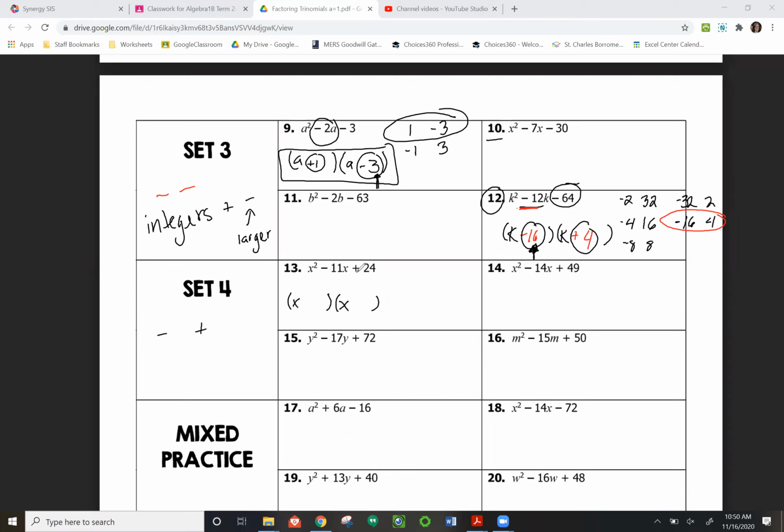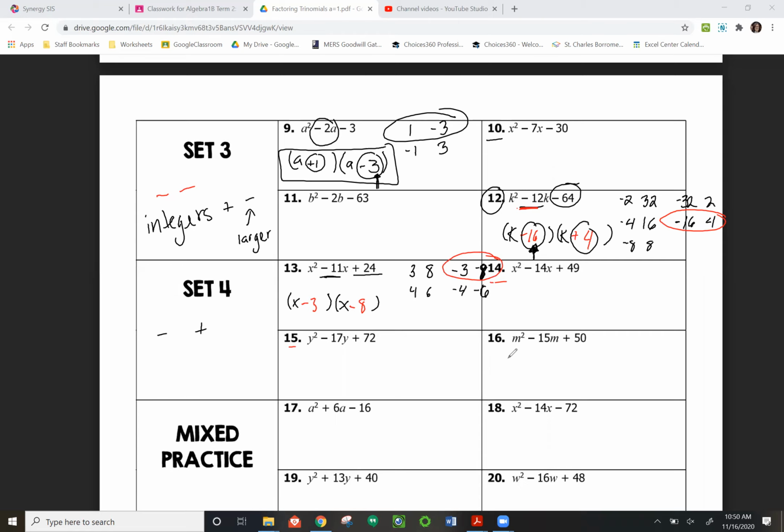All right, I need two numbers that multiply together to give me -24 or positive 24 and add together to give me -11. So let's see, 3 times 8 gives me a positive 24. Also, -3 times -8 gives me a positive 24. 4 times 6, -4 times -6. I could keep going, but I think I already see the answer. This one right here: -3, -8. I'm going to leave 14 and 15 for you guys.